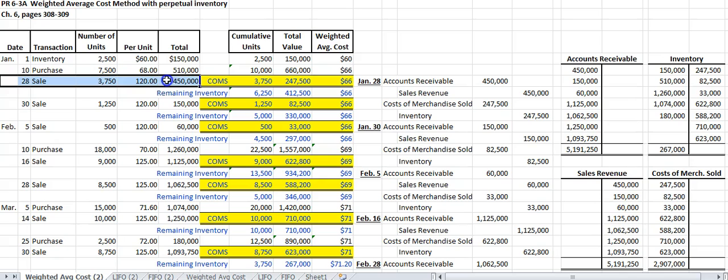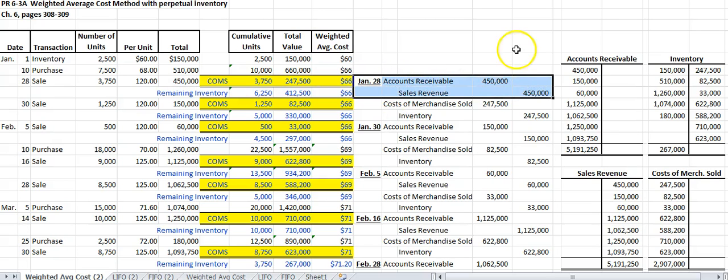Then we look at the sale. So this is the sale. We know that the sale was $3,750 at 120. So accounts receivable and sales revenue is going to be $450,000, right? So that's what we have here. And so let's just do, I'm not gonna white it out or anything for now. I think you guys can follow me quite easily. So that's this entry here, right? Accounts receivable 450 and sales revenue 450.